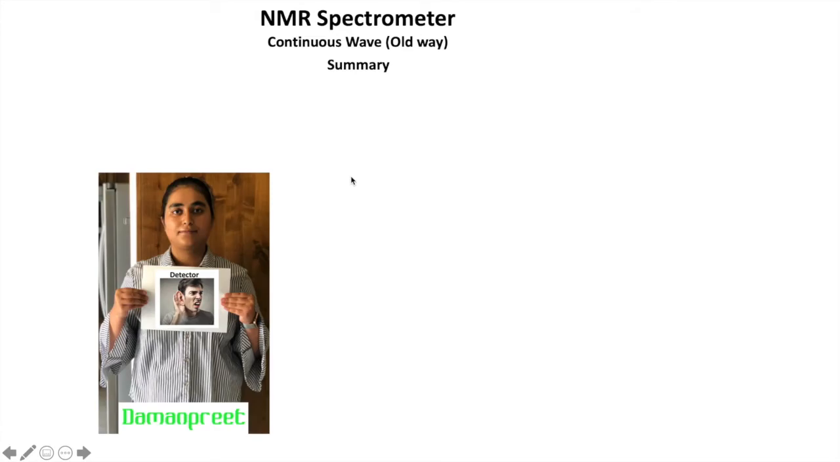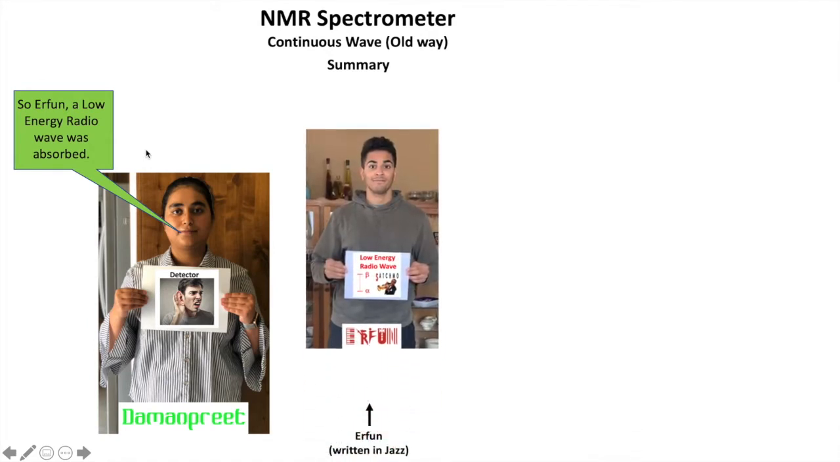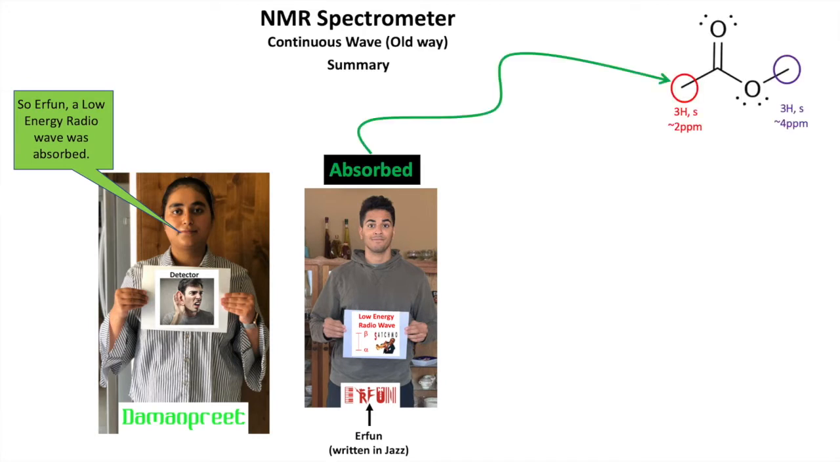So this is a continuous wave NMR that we just did. That's where you can think of sending each wavelength through one at a time and seeing whether it's absorbed or not absorbed. So the detector, Damanpreet, knows that Erfan, a low energy radio wave, was absorbed. And I think to myself, Erfan written in jazz. He was absorbed, oh, look at him shake. What a wonderful world. He caused this signal right here.